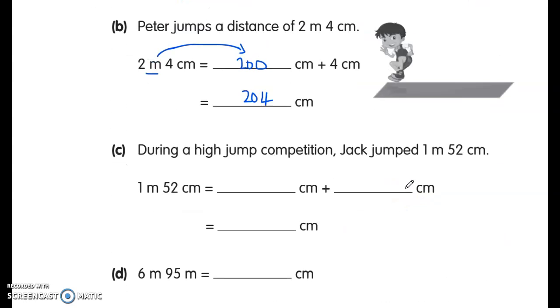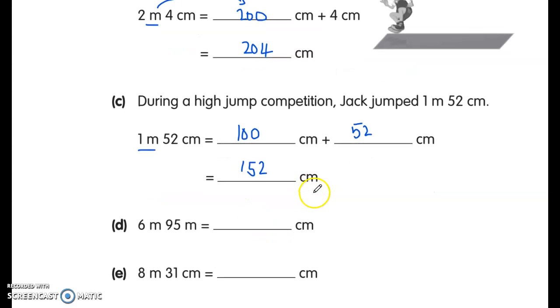Next, during a high jump competition, Jack jumped 1 meter 52 cm. So let's convert meters to cm first. 1 meter is 100 cm. And then we still have the 52 cm. So what is the conversion? It is 152. Okay. Let me just write nicely.